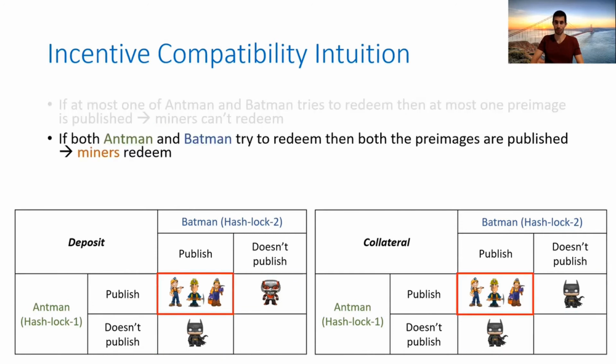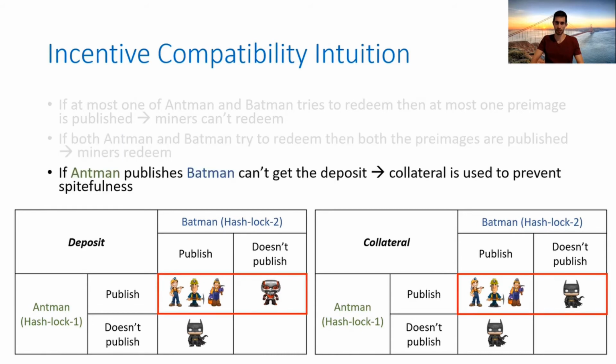However, if both preimages are published, miners will simply take the tokens themselves. This scenario describes either Ant-Man or Batman attacking. Also, note that if Ant-Man publishes his preimage, then Batman is unable to get the deposit tokens. So a spiteful Batman might just publish the second preimage anyway. This is where the optional collateral contract comes into play. If Batman does so, he will lose the collateral tokens, and if not, he will get to keep them. I'll now present some implementations and main network experiments.